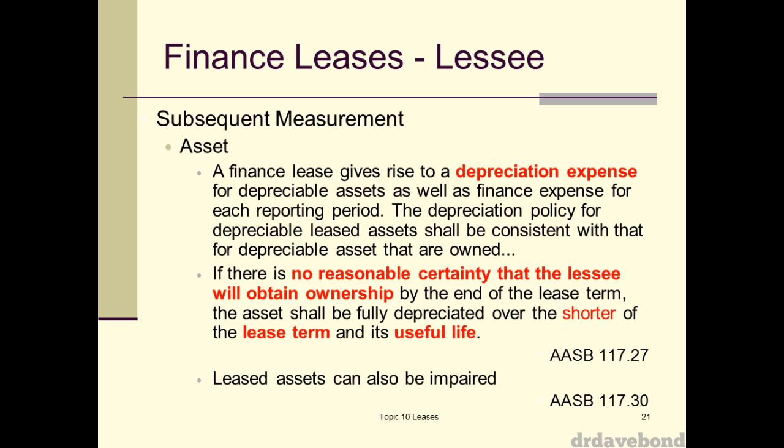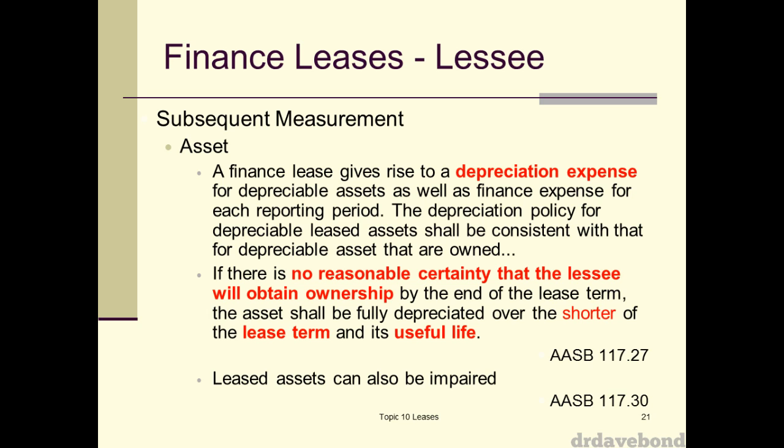if I've leased this car off Harris for 3 years and I'm doing it as a finance lease, but the car's useful life is 10 years, do I use 3 years or do I use 10? The way paragraph 27 talks about it is, if you're not going to get ownership, you depreciate it over the shorter of the two. And again, it makes a lot of sense, because if I'm going to give it back, you're just depreciating it over the time you're going to use it.